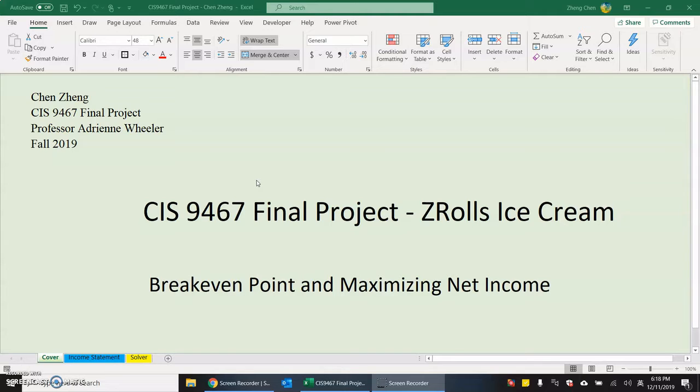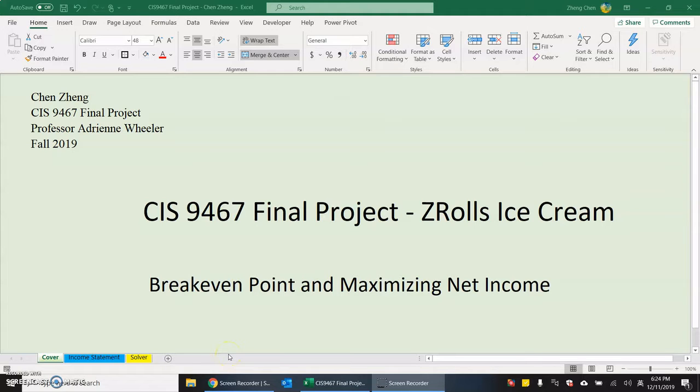In this project, I'm going to use the Excel Solver function, the data table function, as well as other Excel functions to create a business model that other businesses can use to find the best solution to their questions. The example I'm going to use for this project is an ice cream shop. The name of the ice cream shop is Zero's Ice Cream. It's actually owned by my cousin.